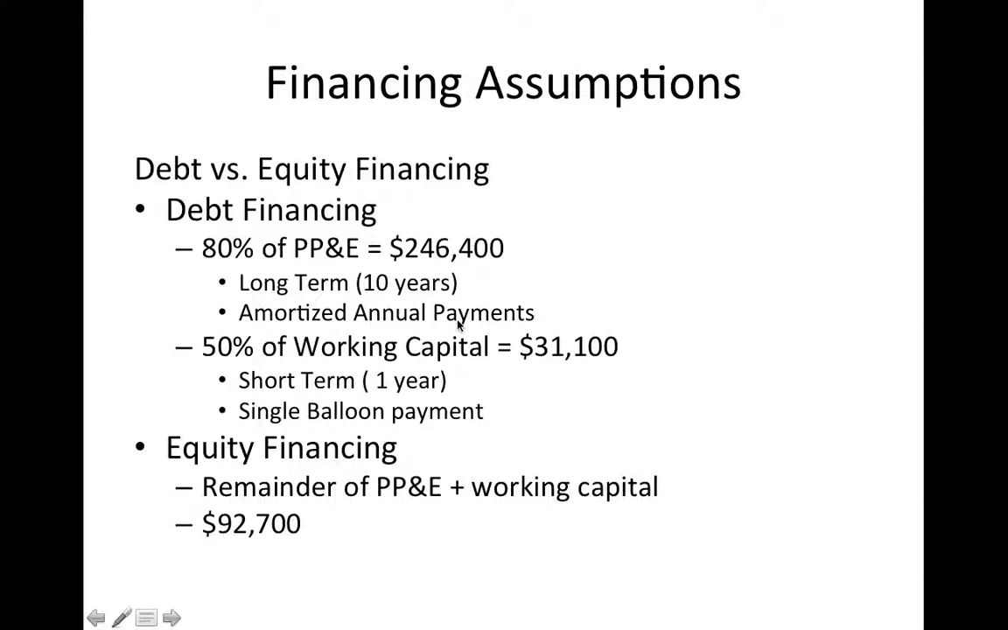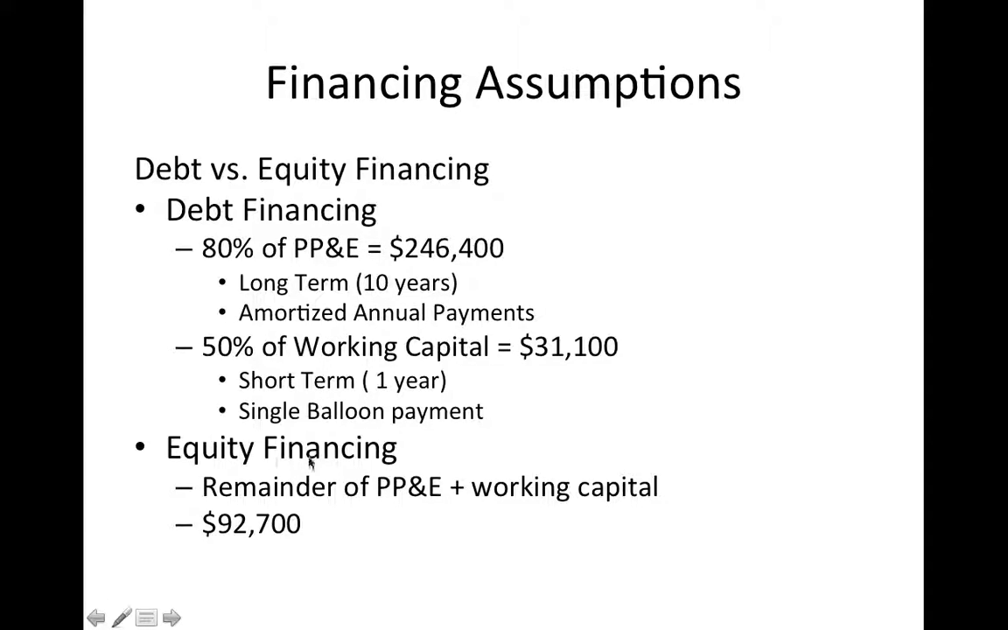And then in addition to that, we're going to need to finance about 50% of the working capital with debt. We would do that as short-term debt with a single balloon payment at the end of the year. So very short-term, which ought to also help with the interest rate on that. And so we're going to need about $31,000 there.